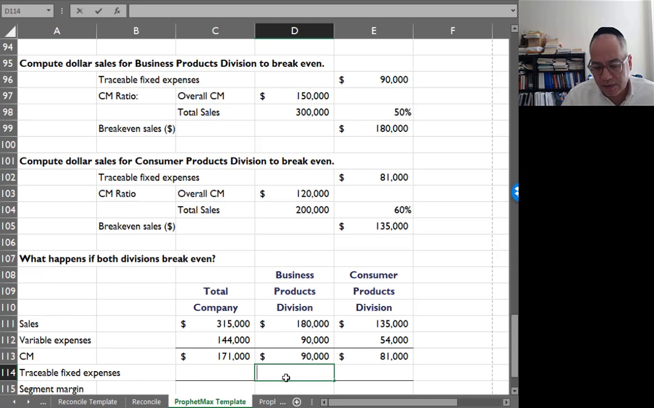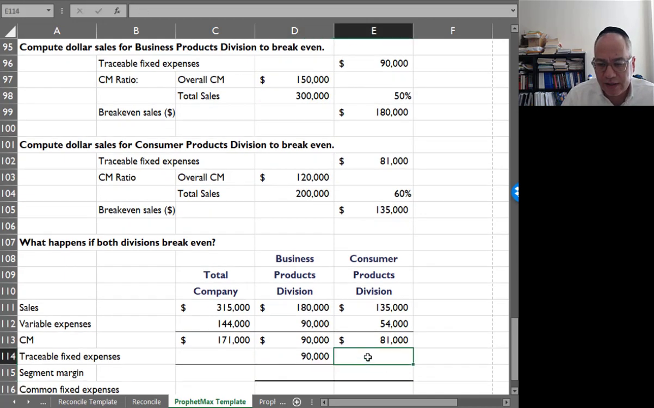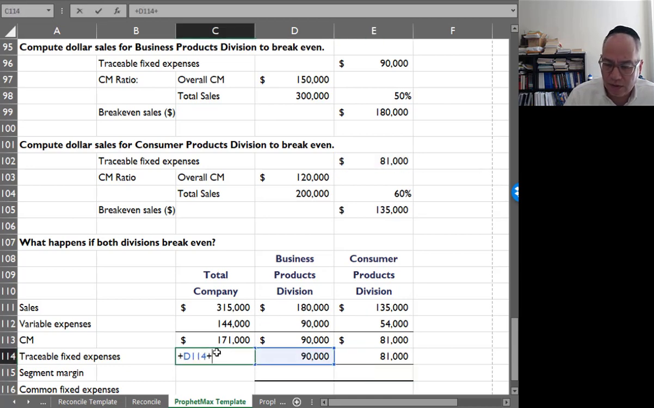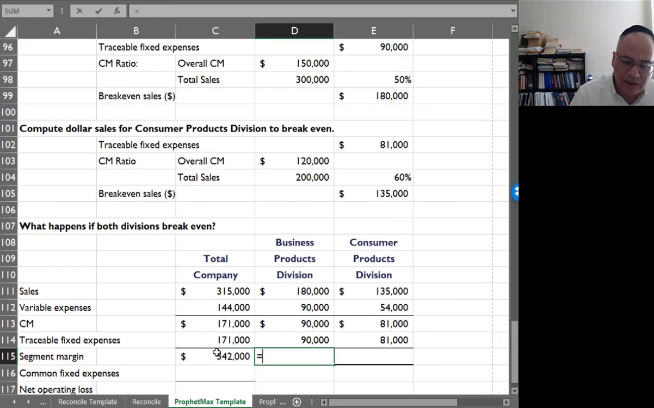And what are the traceable fixed expenses here? For business products, it's 90. For consumer products, it's 80. So my segment margin would be 0. This is great. For each segment, business products would be 0, and consumer products would be 0.